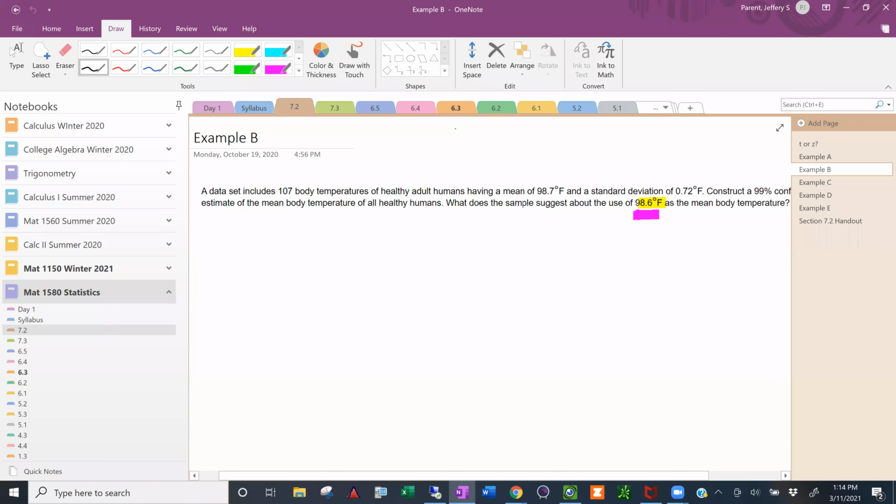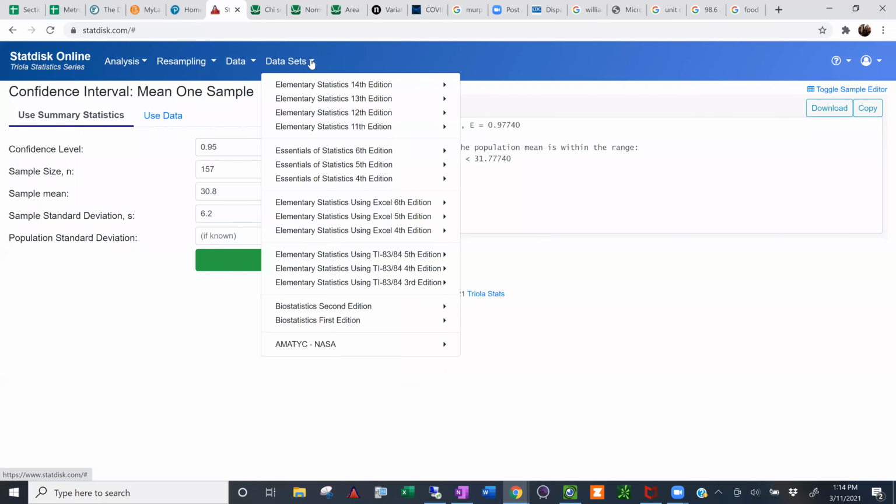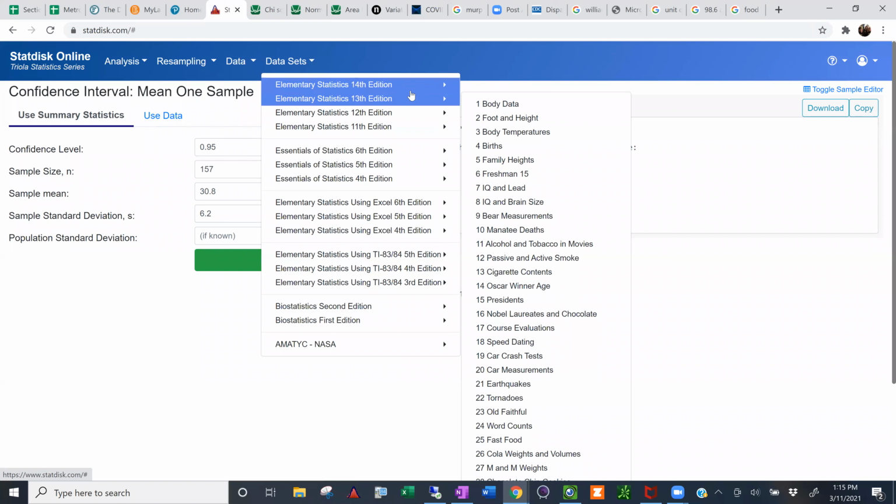We're actually going to do this a little differently than is intended from the problem, because I want to give you a chance to play with some data. And the cool thing about Statdisk is that it's got data programmed in from the book. So let's open up Statdisk. This time we're going to go to data sets. You want to choose 13th edition and carefully scroll over to body temperatures. So data sets, 13th edition, then body temperatures.